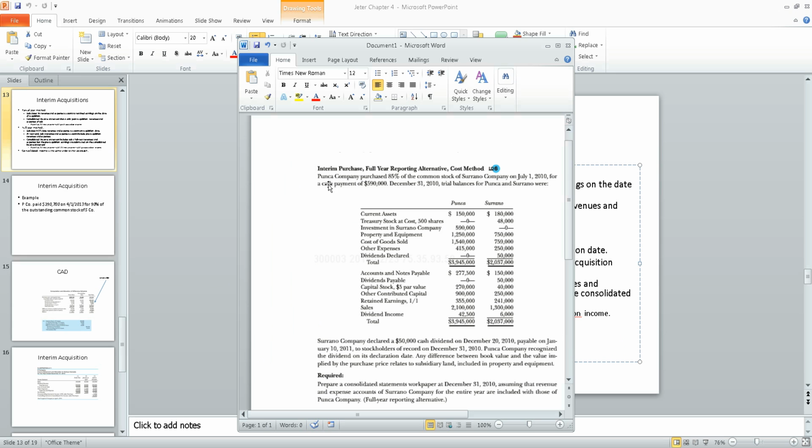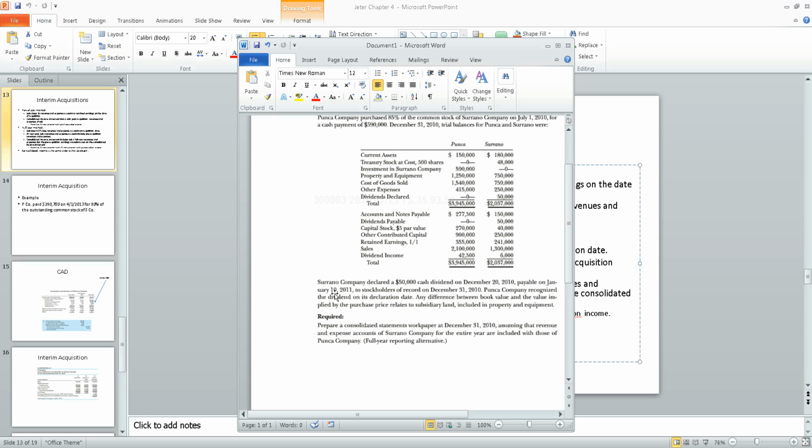So here are the facts in problem 4-14. We've got a company here, Punka Company. They bought an 85% stake in the sub Serrano Company. The purchase was acquired on July 1st, 2010, and the consideration was paid in cash, and the 85% stake was purchased for $590,000. Now this is on July 1st, 2010. So here we are, December 31st, 2010, trial balance of the parent, trial balance of the sub.